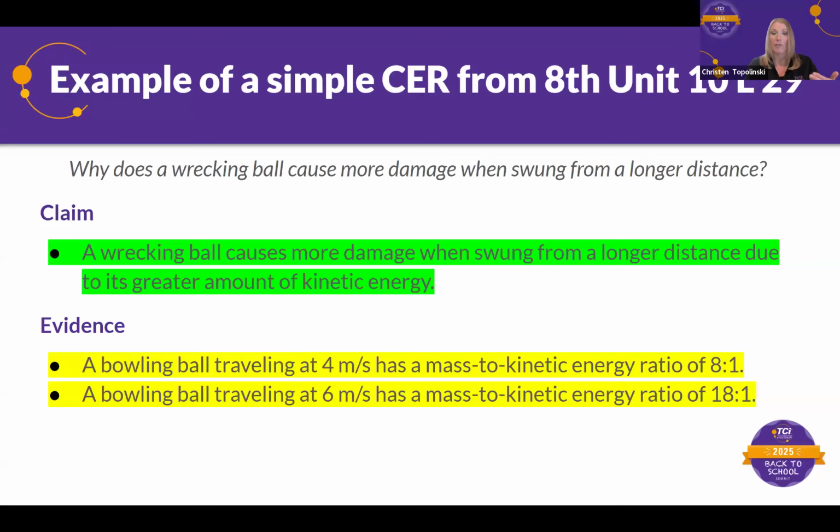bowling ball traveling at 4 meters per second has a mass to kinetic energy ratio of 8:1, versus a bowling ball traveling at 6 meters per second has a kinetic energy ratio of 18:1. So they're seeing that it's increasing. It's more than doubling, right? Because it went from 8:1 to now 18:1. So as we increase that speed, we've got much more kinetic energy happening.